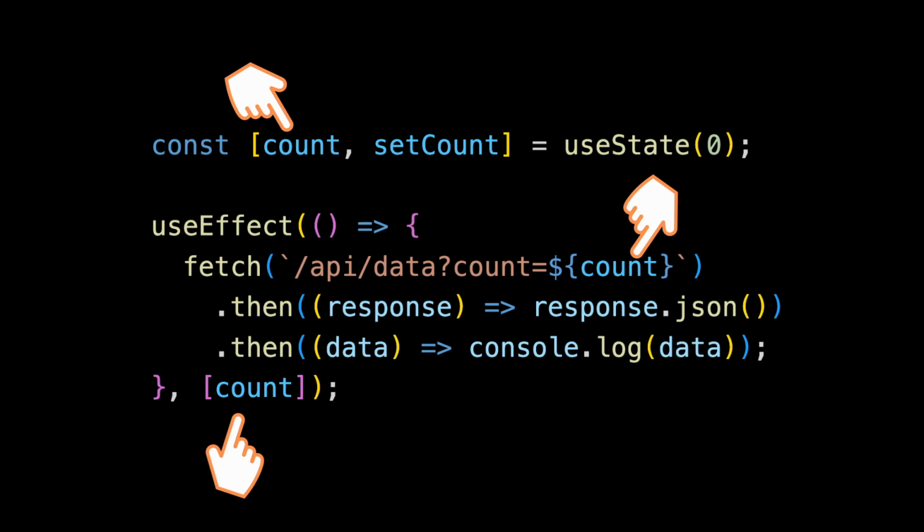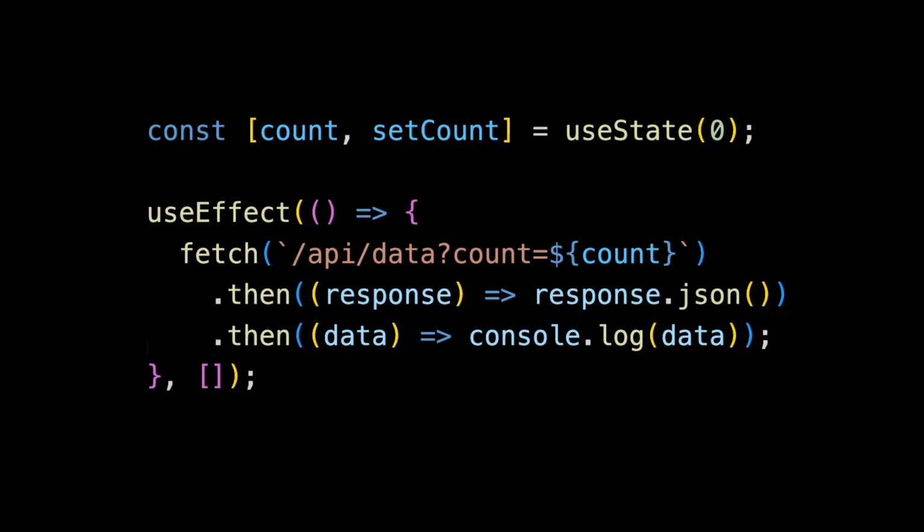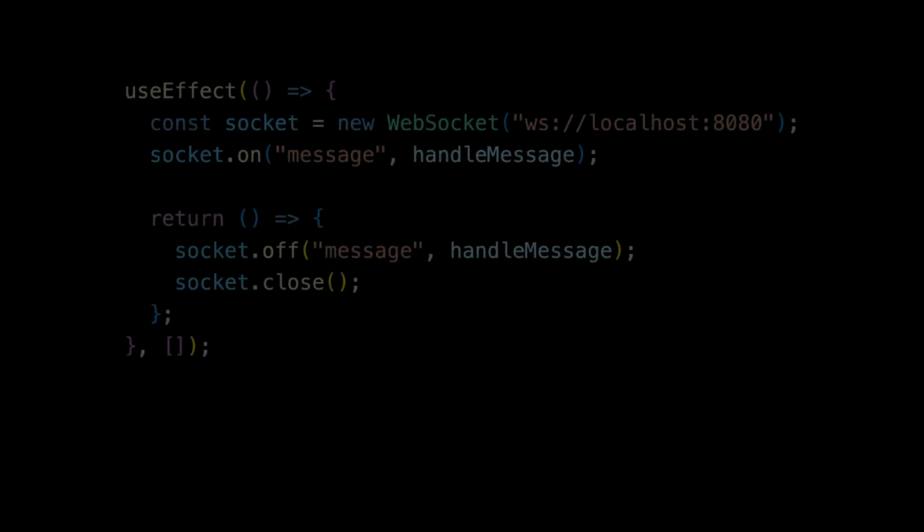new count. If you don't want your effect to run every time a dependency changes, for example, if you only want your effect to run once when the component is first rendered, you can pass an empty array as a second argument. You can also use useEffect to clean up after your side effect.